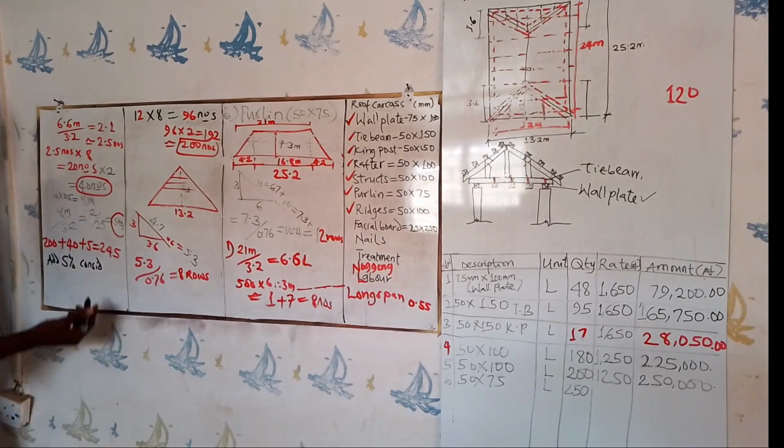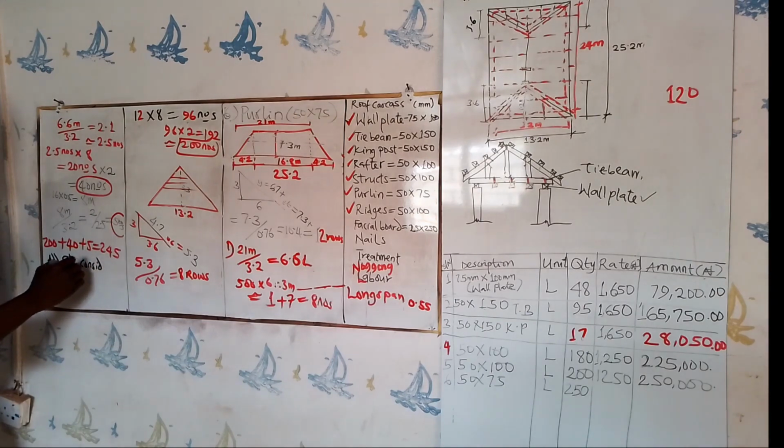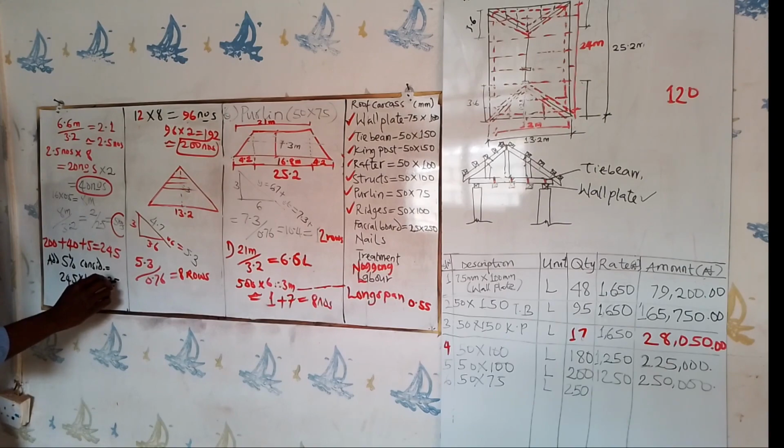257. Okay. 5% consideration, all consideration. So 245 times 1.05 equals 258.